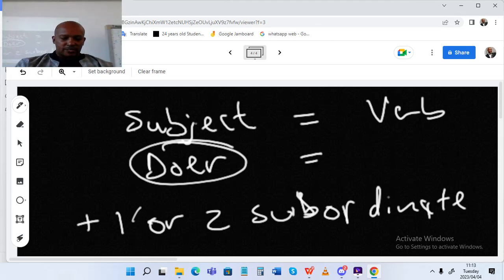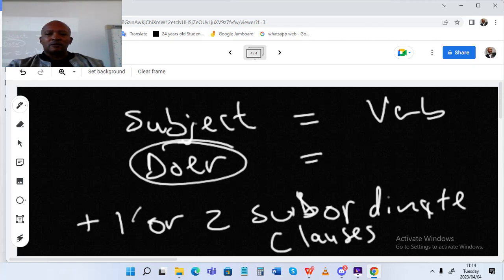Plus 1 or 2 subordinate clauses. And they are joined by a conjunction. Then you say joined with a conjunction. Subordinate clauses. Remember, a clause is a group of words with a verb. 1 or 2 subordinate clauses. I want to tell you what the difference is between a main clause and a subordinate clause.